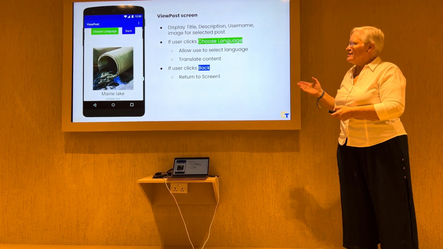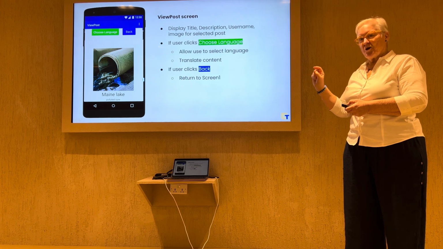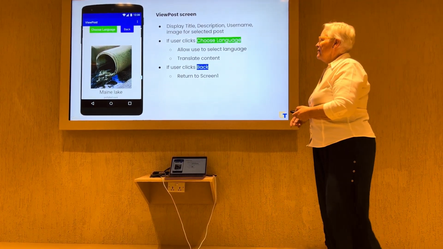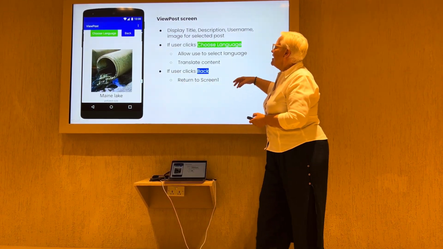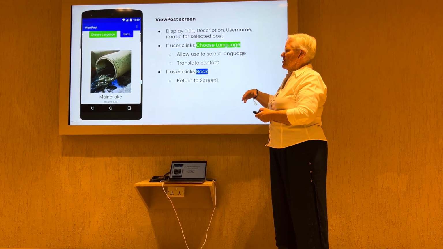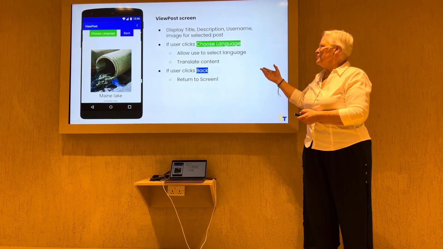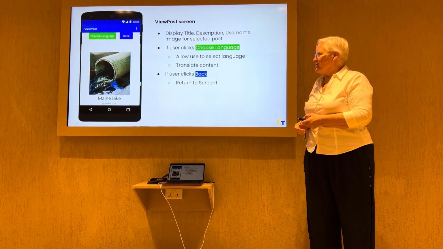And then the last screen is the view post screen. So if I decide I want to go look at someone else's post by clicking on one of those markers, it will display the information, and then put up the picture, and then there is an option for choosing language. So if you wanted to read the information in a different language, you can do that. So it will translate the content, and then otherwise goes back to screen 1.